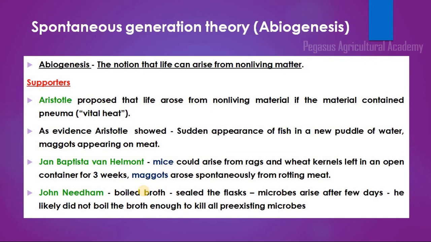What he did is he took a broth, boiled the broth in a flask, and afterwards sealed the flask, and he said that microbes arose after a few days, so they do not come from the outer side. He said the maggots were produced by means of the spontaneous generation theory, or they arise from the meat itself. Okay, but he forgot one thing: the boiling used by John Needham is not enough to kill all the microorganisms present inside it. Okay, so ordinary heating won't kill the spores or the heat resistant microorganisms. They are not killed by John Needham's experiment. Okay, so these are the supporters of the spontaneous generation theory or the theory of abiogenesis.